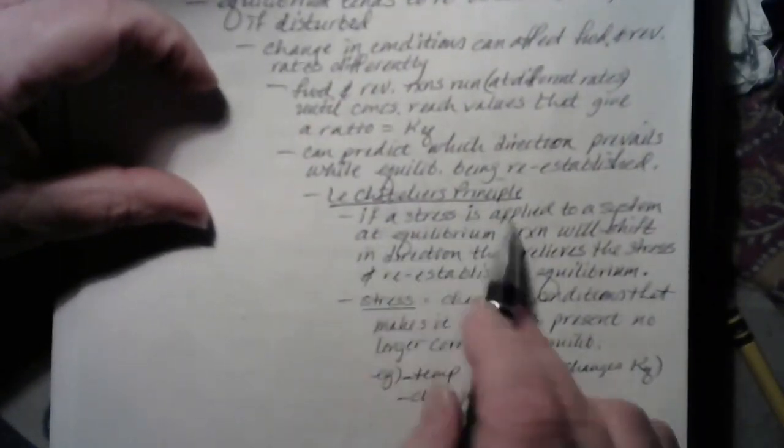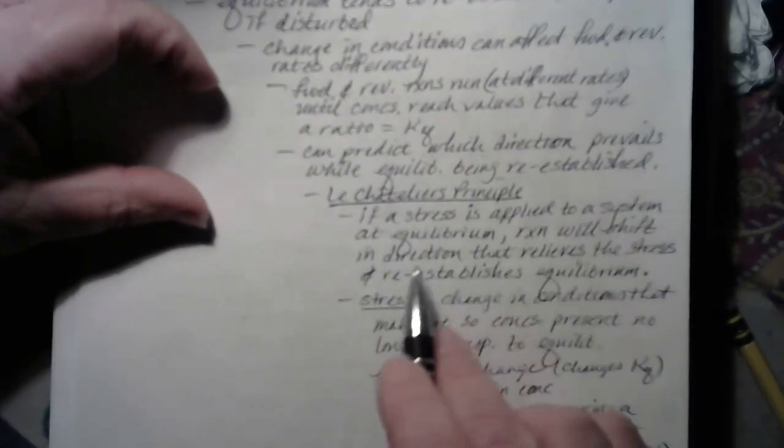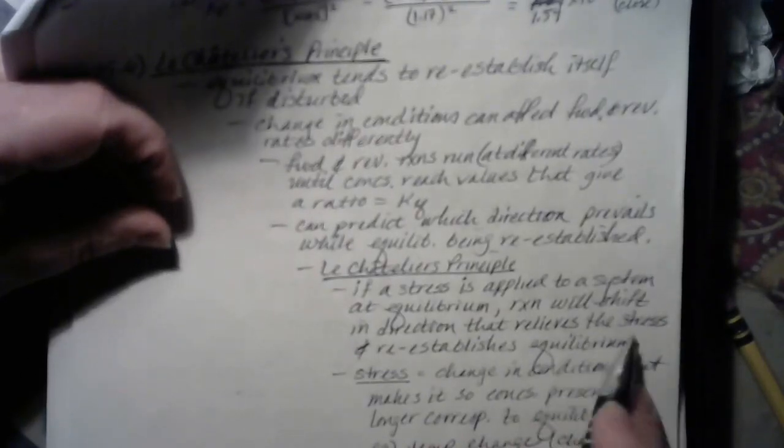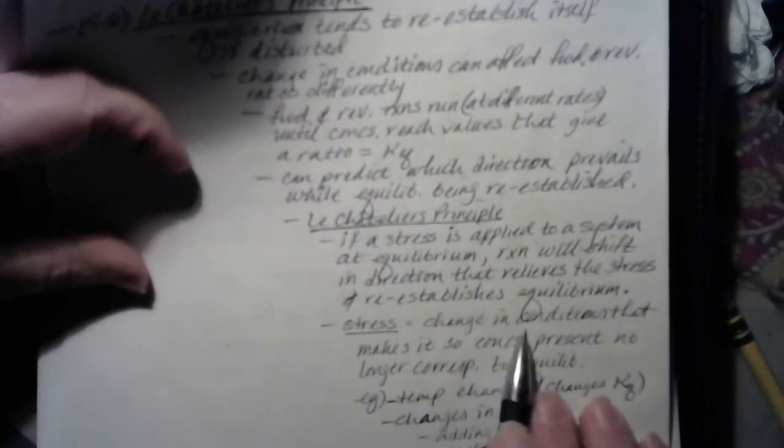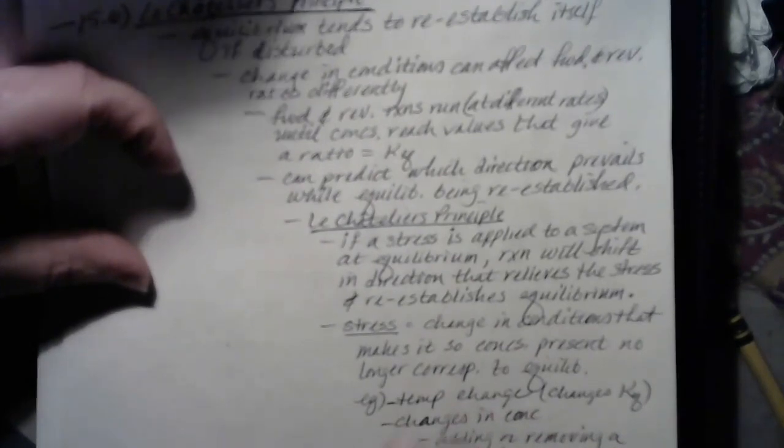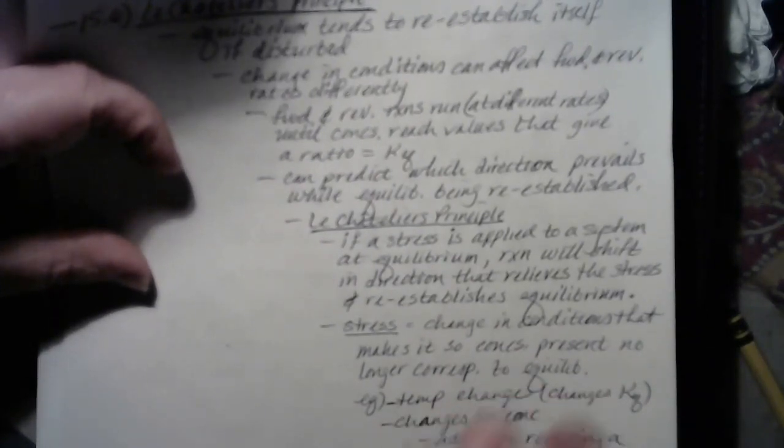Knowing Le Chatelier's principle and looking at what changes are made and what the reaction actually is, you can predict which way the reaction will shift when a change is made. The formal statement for Le Chatelier's principle is: if a stress is applied to a system at equilibrium, the reaction will shift in a direction that relieves the stress and reestablishes equilibrium. Stress in this case is defined as any change in conditions that will make it so that the concentrations present no longer give the equilibrium constant when you take products over reactants.